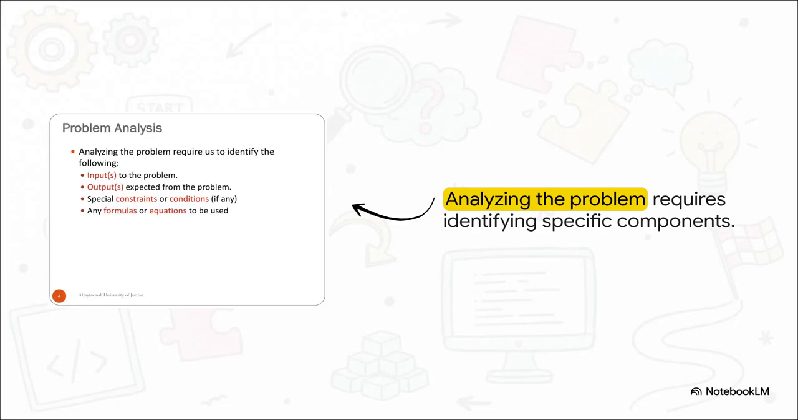Analyzing the problem strictly requires identifying all these specific components we just talked about. If you skip even one, like, say, failing to account for a constraint where a user enters a negative integer, your final program is going to silently fail, or it's going to produce a massive bug down the line. Nailing down your inputs, outputs, constraints, and formulas is completely non-negotiable if you want to design a reliable solution.